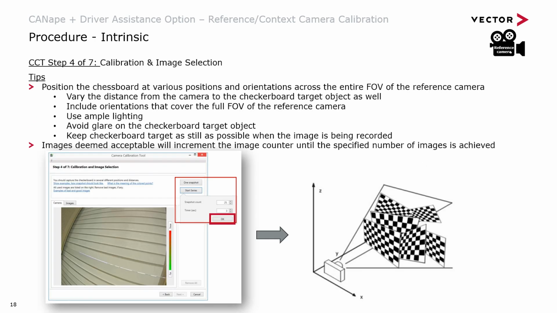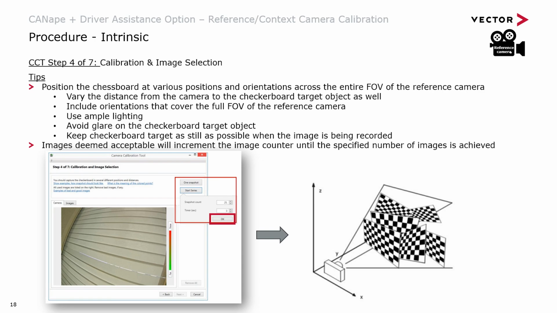Here are some tips for a successful camera calibration. Position the chessboard at various positions and orientations across the entire field of view of the camera, both vertically and horizontally. Vary the distance from the camera to the chessboard target object as well. Include orientations that cover the full field of view of the reference camera. Use ample lighting. Avoid glare on the surface of the chessboard target object. Try to keep the chessboard target as still as possible when the image is being taken.